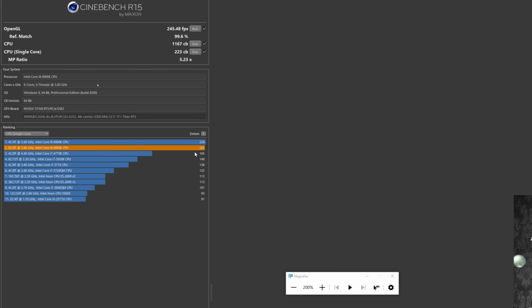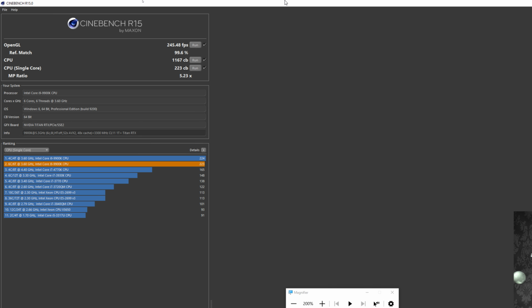So as you can see, 223 points single thread performance, and multi-thread performance 1167. I also tested the OpenGL, which is 245 FPS for Titan RTX video card by NVIDIA. It's going to be Turing GPU architecture by NVIDIA.